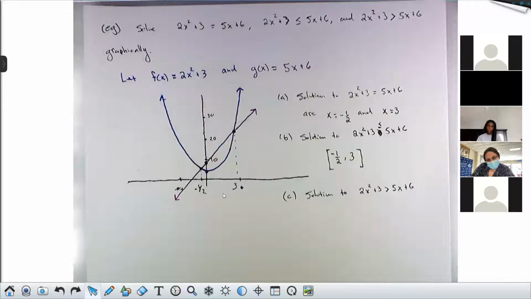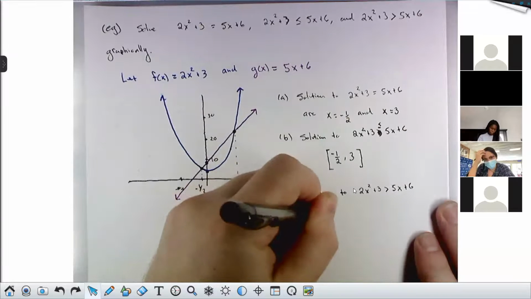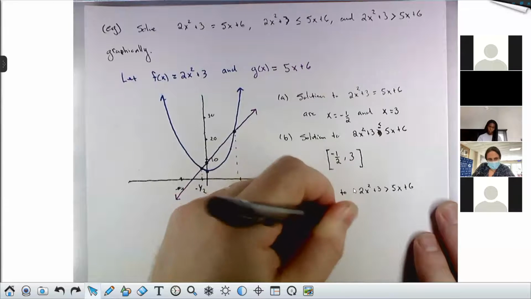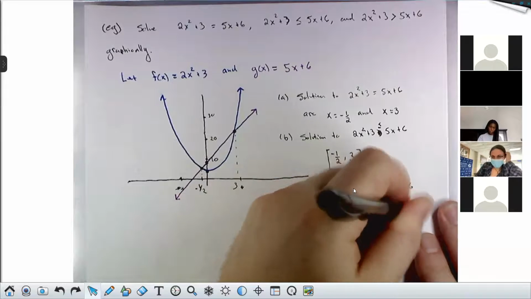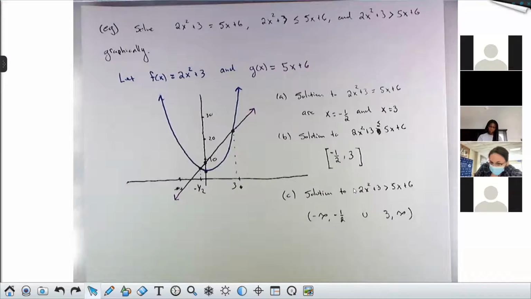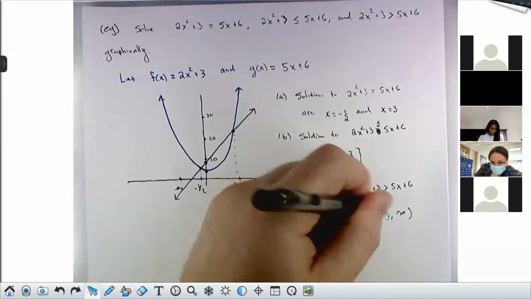So what is this going to look like? Would it be negative infinity to negative 1/2 union 3 to infinity? Perfect. Okay, so I'm putting the parens on the infinities because I know they always get parens. What kind of delimiters does the 1/2 and the 3 get? Parentheses. Also parentheses, right? Because that's a strict inequality.